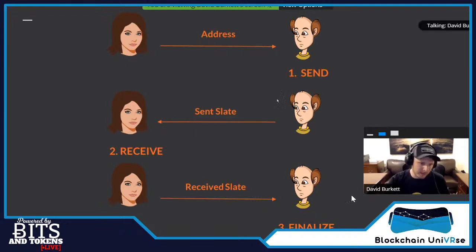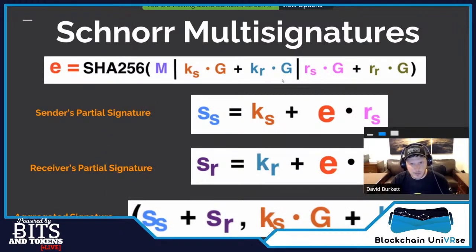And then he gives those over to Alice, and Alice receives them. Part of the receive just means she generates her public key and public nonce, and then she can go and generate her signature. So if we go back one slide again, she now has both public nonces from the sender and receiver, and she has both public keys, so she can calculate this E, which means she can calculate her part of the signature, which is this SR equals KR plus E times RR. She's able to calculate that.